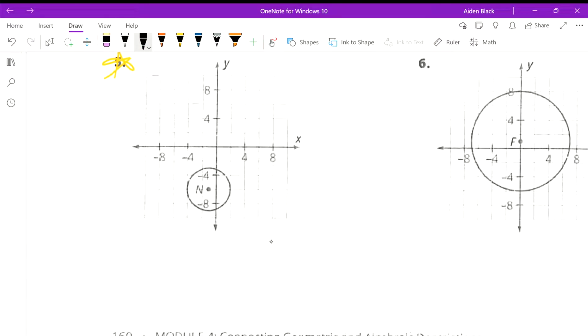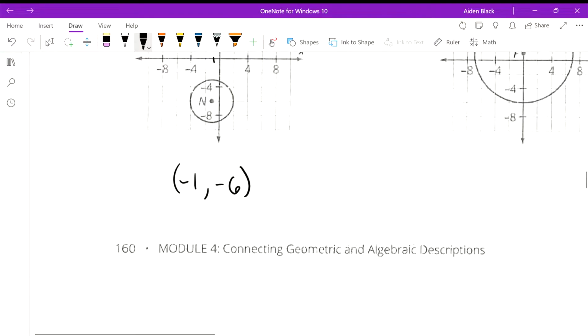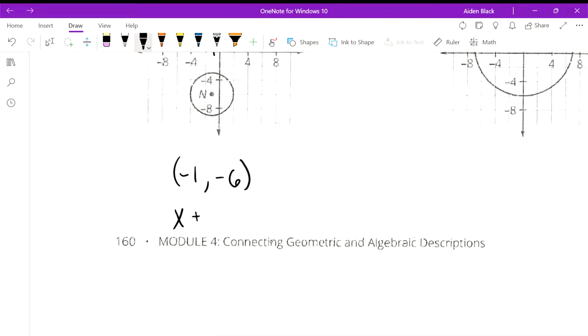Here we have the center at -1, comma, and we go down 4, 5, 6 units. So -6. So our equation should look like this: (x + 1)² + (y + 6)² equals our radius squared.